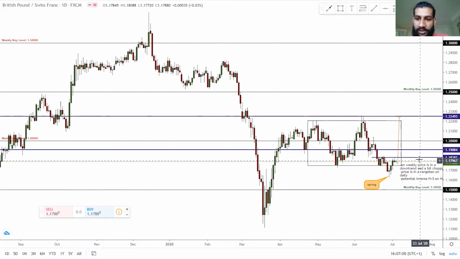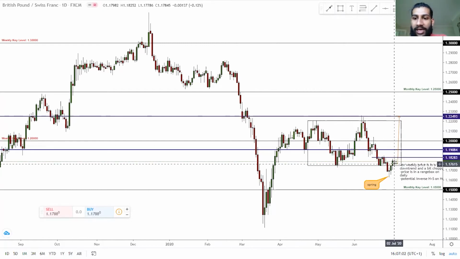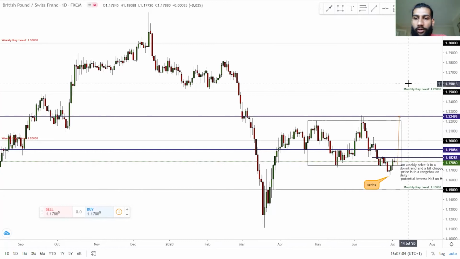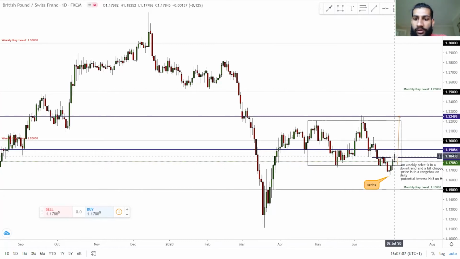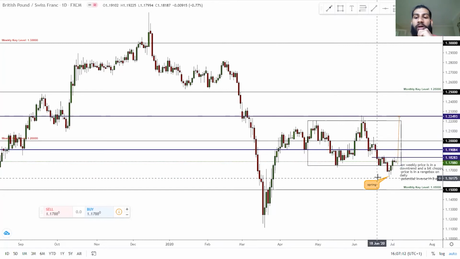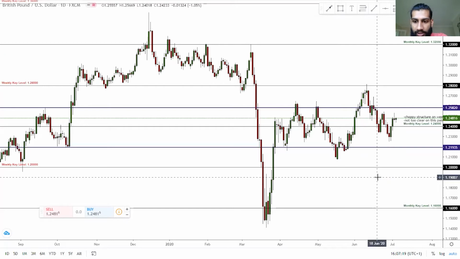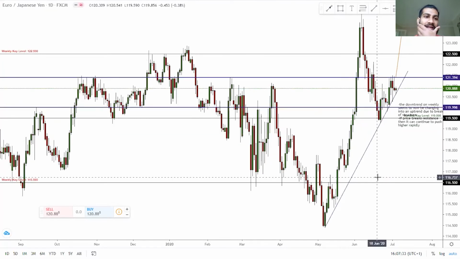I've still got both possibilities in mind. So most likely I'm anticipating long for this position, right? A completion of the inverse head and shoulders pattern over here. But if it was to break past this level, it could be that I actually end up shorting it. But we'll see how it plays out. Quickly, pound USD. No, this is a little choppy, right? So I'm gonna leave it alone. I'm just gonna let price play out and see what to do.